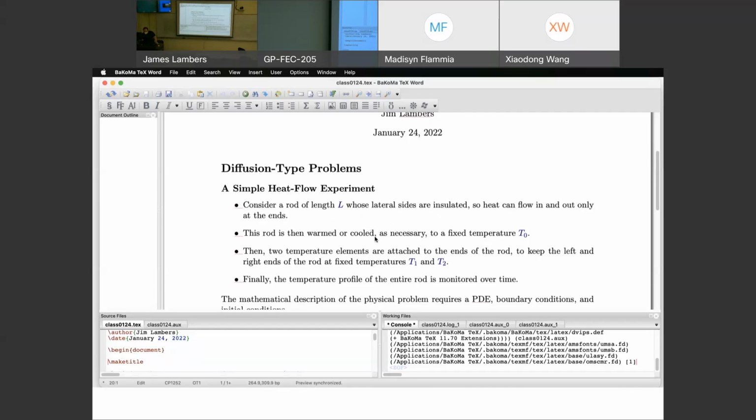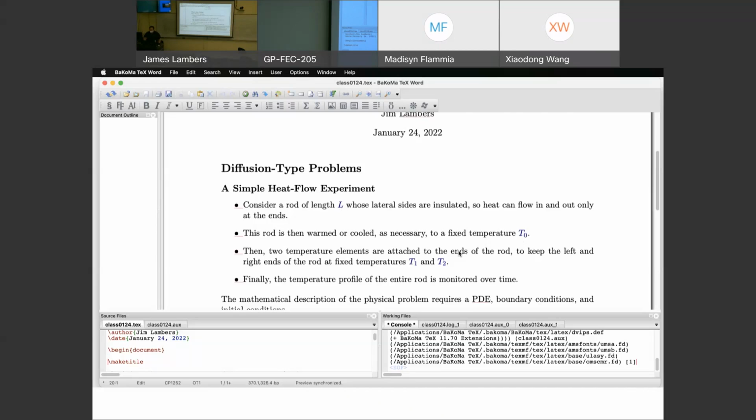We have an initial temperature profile. So the temperature at any point of the rod from x equals 0 to x equals capital L is given by some function T0 of x. So that's an initial condition.